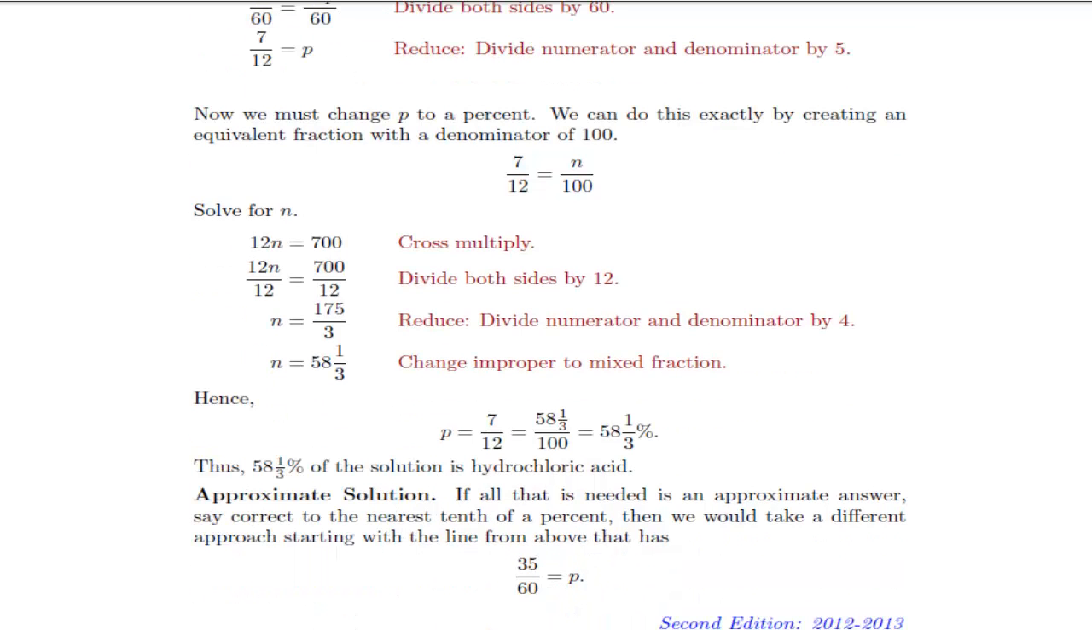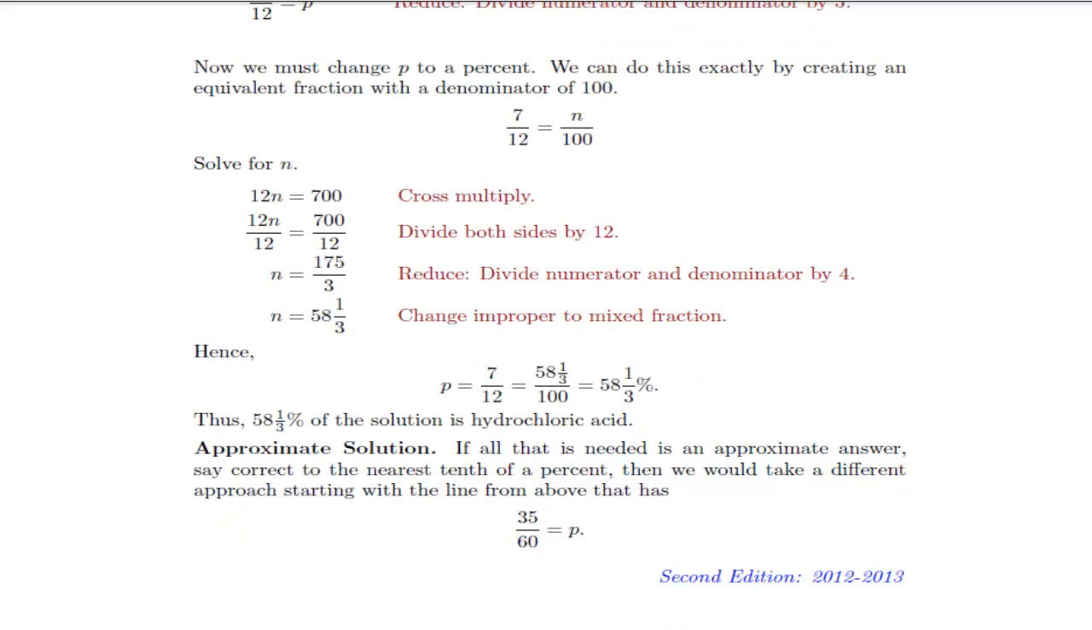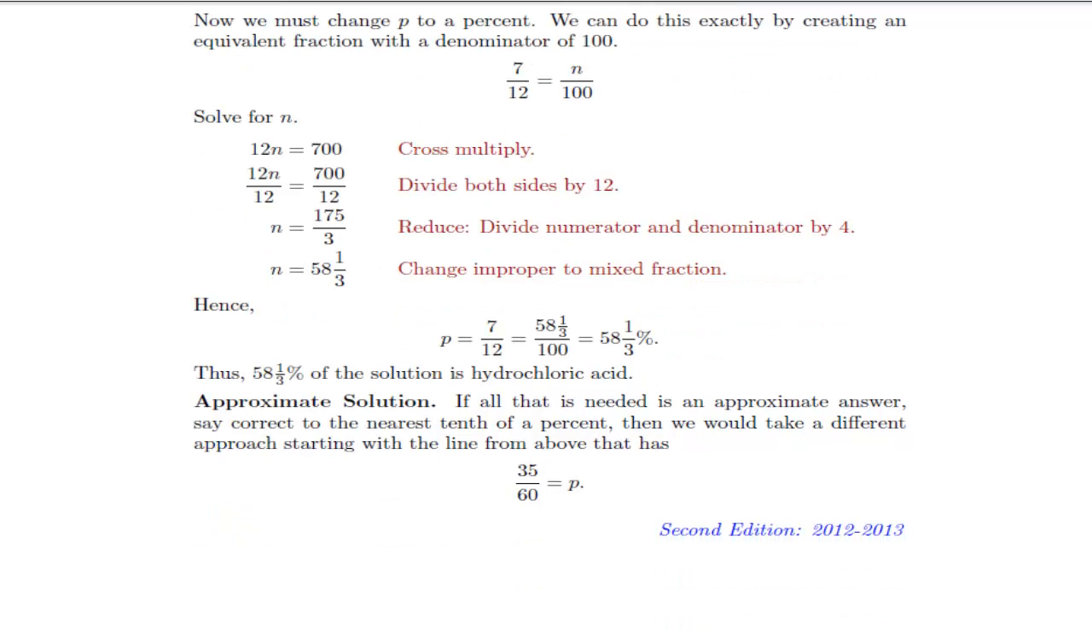On the left, 12 times n divided by 12 is n, and on the right, 700 over 12 reduces to 175 over 3 if we divide both numerator and denominator by 4. Then 175 over 3 is an improper fraction, so we'll change it to the mixed fraction 58 1/3. Hence, p equals 7 over 12 equals 58 1/3 over 100, which equals 58 1/3%. Thus, 58 1/3% of the solution is hydrochloric acid.